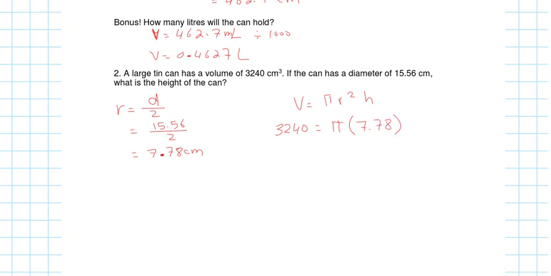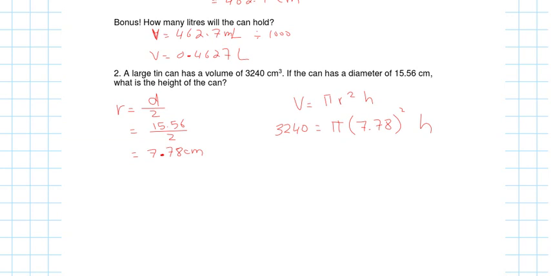I'm looking for the height. Can you move the pi radius squared all over at one time? So you divide it all by that? Yeah, but you're going to have to be careful how you enter it in the calculator. You can move the whole pi 7.78 squared down here.